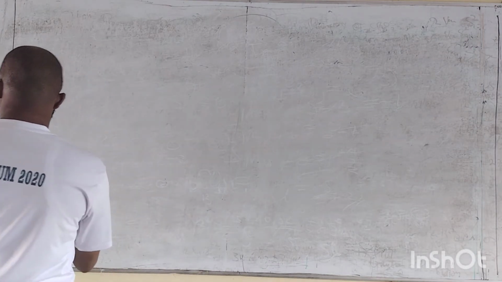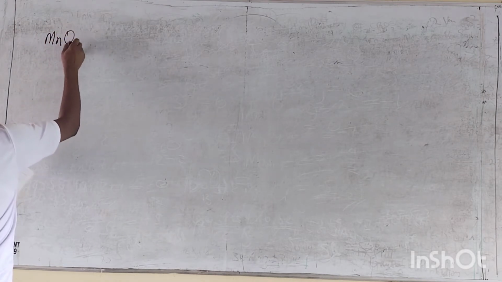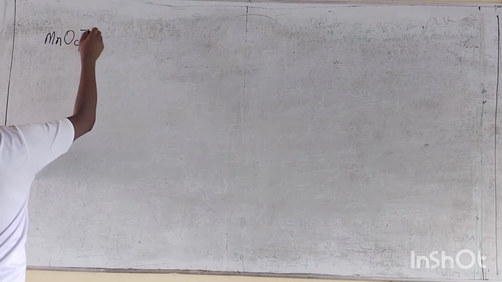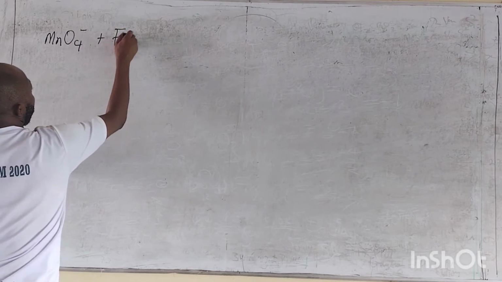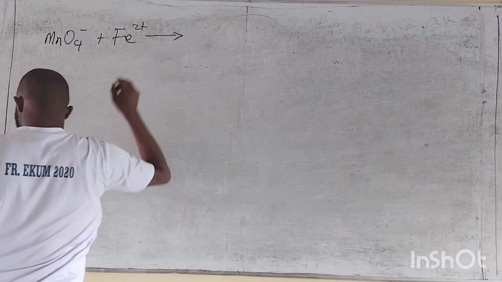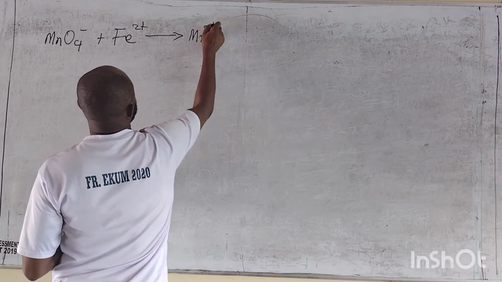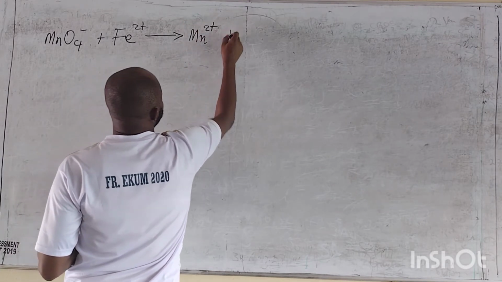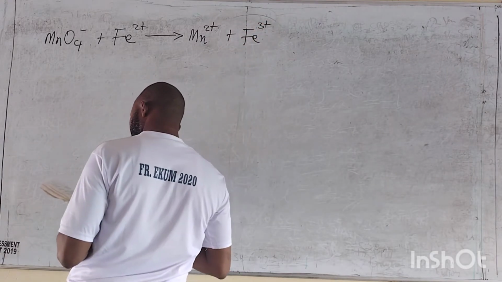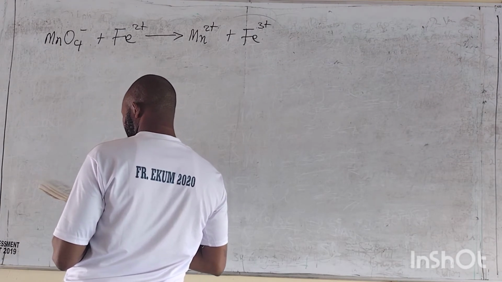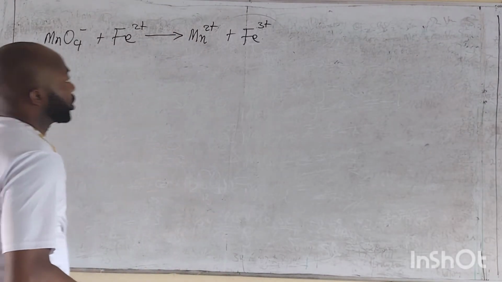Question number 1. MnO4 minus plus iron 2 plus gives us Mn2 plus plus iron 3 plus. Okay, I think we're correct. So let's balance. This is a redox equation.